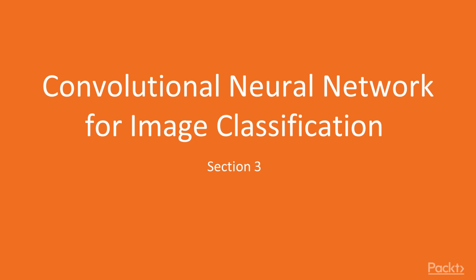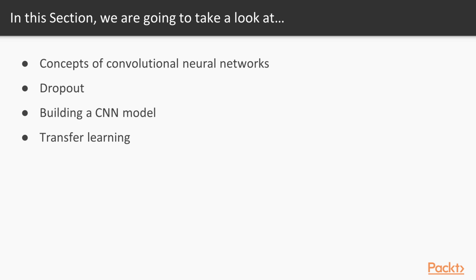Welcome to the third section of the course. In this section, we are going to learn the concepts of convolutional neural networks. We will talk about a technique called dropout and how to apply it. We will build a basic convolutional neural network model and then gradually improve it.